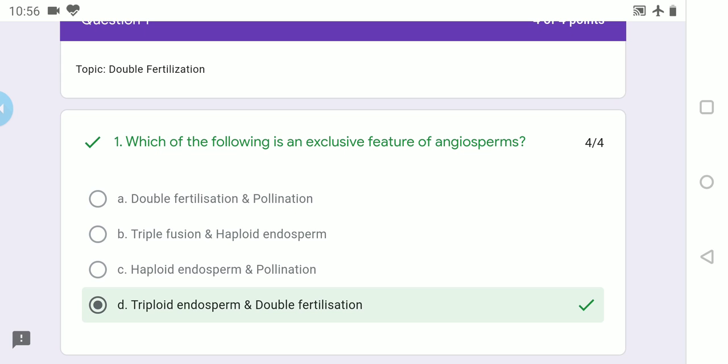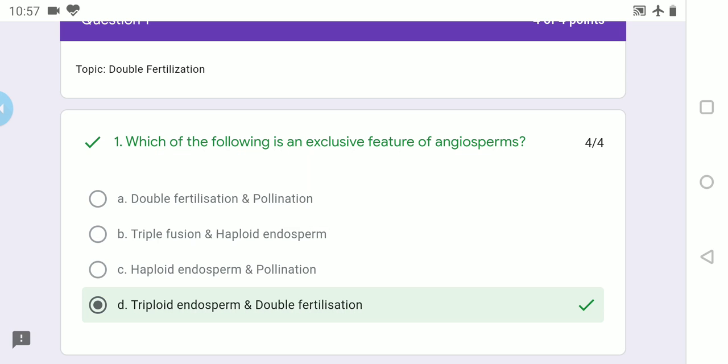To identify the answer for this question, first of all, we should know the meaning of double fertilization. Let me explain briefly. What is double fertilization? The fusion of two male gametes with two different components of the embryo sac, namely the egg cell and the secondary nucleus, is called double fertilization. So what happens during double fertilization? One of the male gametes, that is n, fuses with the egg cell n, which is called syngamy. This results in the formation of the diploid cell called the zygote.